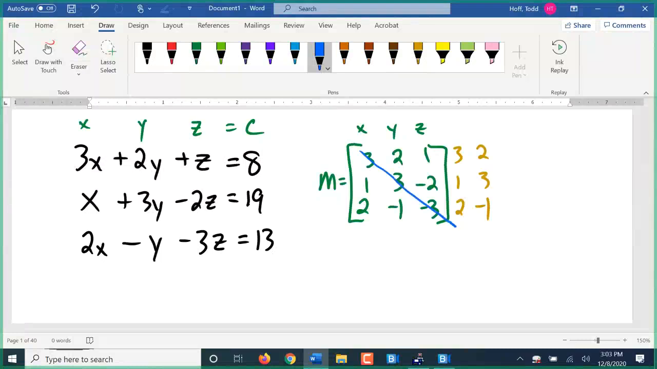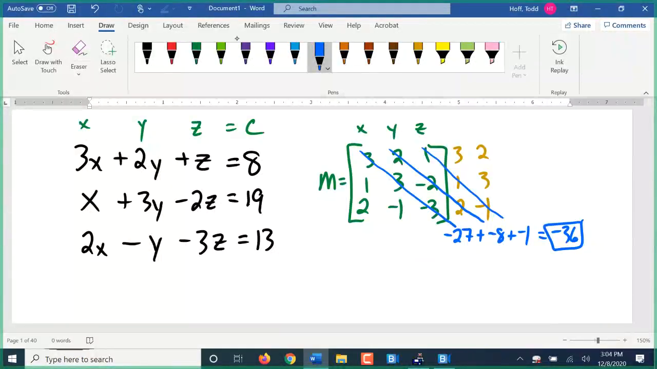Going down, we have 3 times -3 times -3 is -27, plus 2 times -2 times 2 is -8, plus 1 times -1 is -1. That is a -36. That is my down diagonal product.